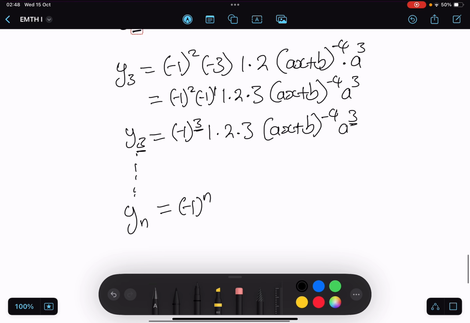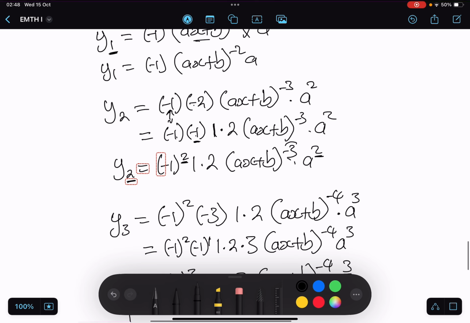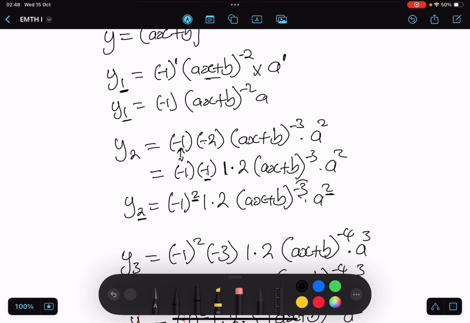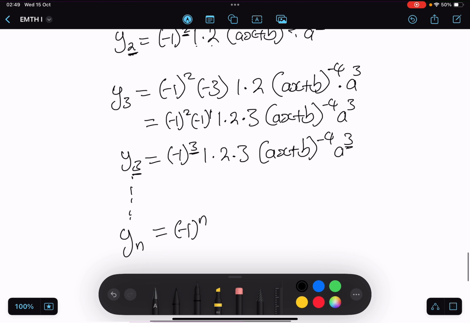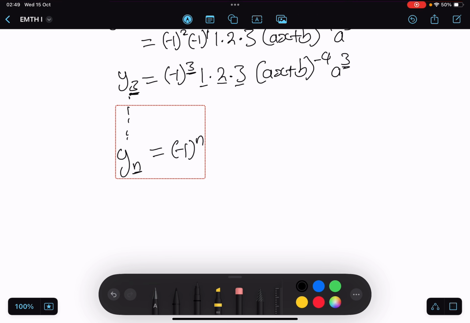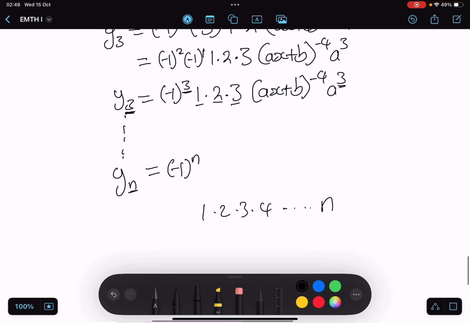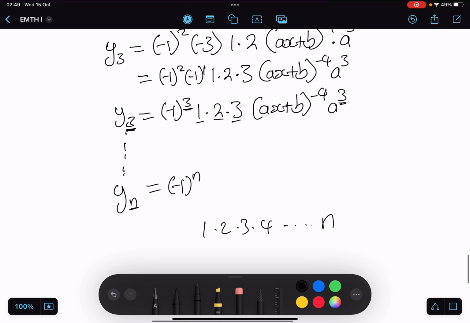And then also we are going to have, when you're looking at this, you have y1, which means here it's 1 times 1. We have y2, we have 1 times 2. We have y3, we have 1 times 2 times 3, which means for n, we are going to have what? We are going to have 1 times 2 times 3 times 4 up until n, right? So this is up until n. So this is going to be what? This is the same thing as n factorial.